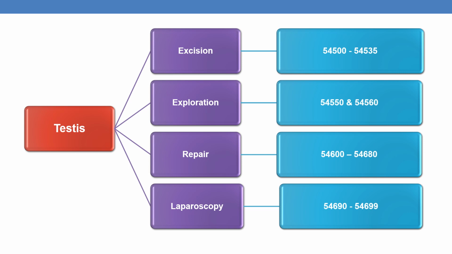Now coming to CPTs for testis. It is again subcategorized into excision, exploration, repair and laparoscopy. The CPT range for excision of testis is 54500 to 54535. Exploration is in the range 54550 to 54560. Next, repair is in the range 54600 to 54680, and laparoscopy is in the range 54690 to 54699.